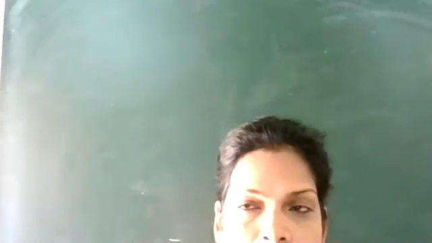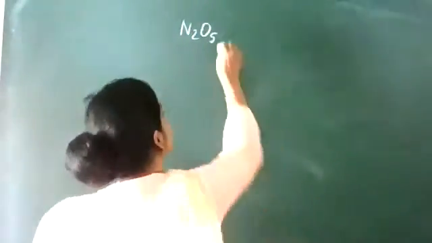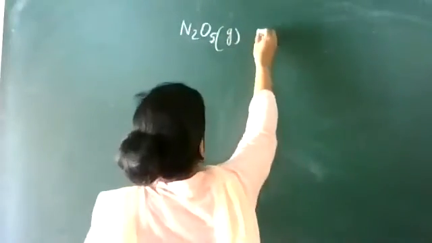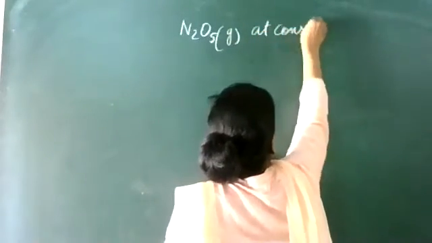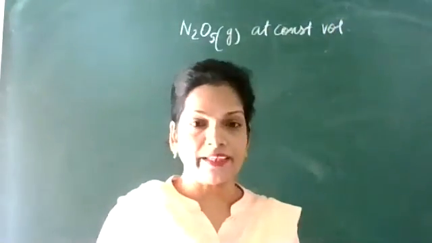Right, one question. The following data were obtained during the first order thermal decomposition of N2O5 gas at constant volume. Find the rate constant.